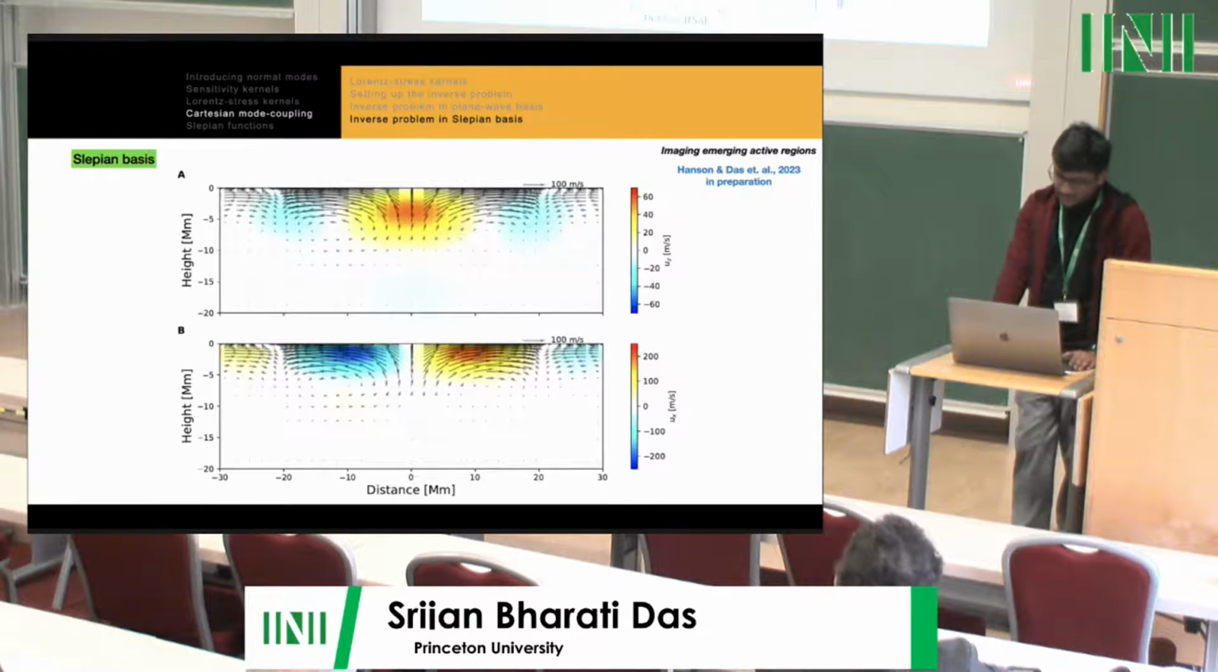Chris already showed supergranules, which is done exactly along the same principles of Slepian functions. So that's another demonstration of work in progress.